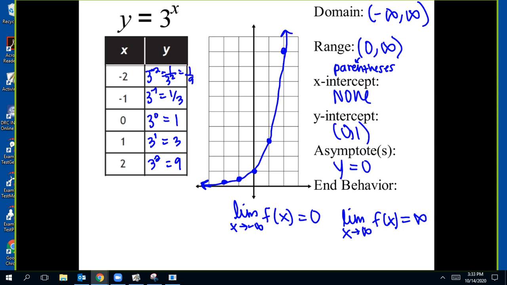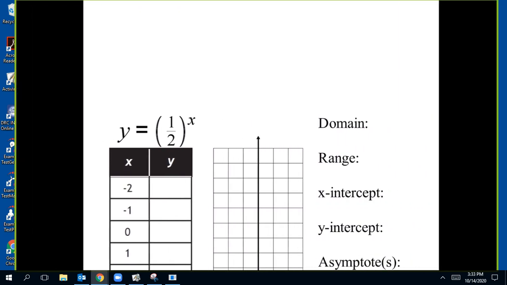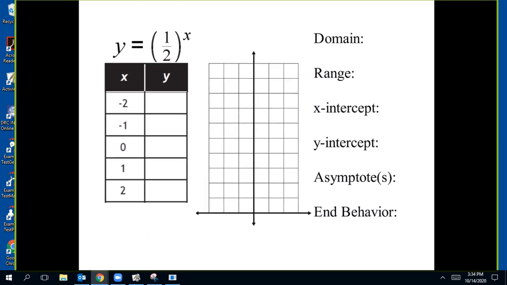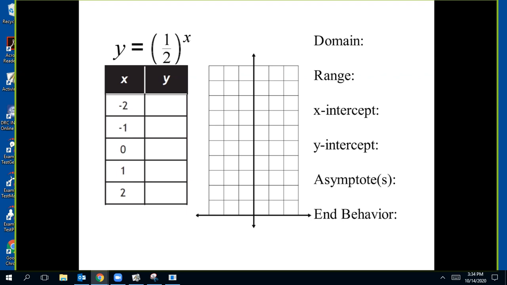All right. So what I want you guys to do now is try the second one. You can pause the video and try it, and then check back to see how you did. I'll be working through some of it.